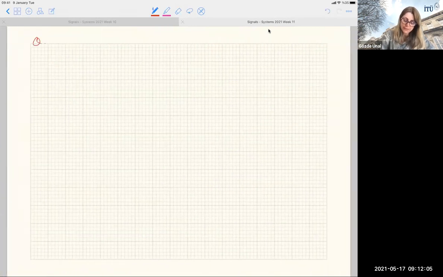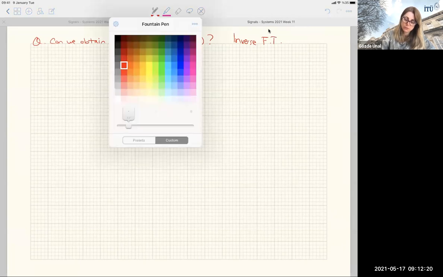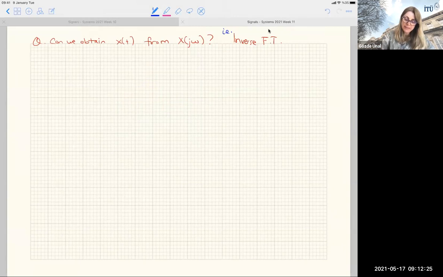So now question again, can we obtain x of t? I mean, we are continuing to answer this question. How to find, this is called the inverse Fourier transform, by the way. Now let's again start with this x tilde. It is periodic, so I can always write its Fourier series expansion.